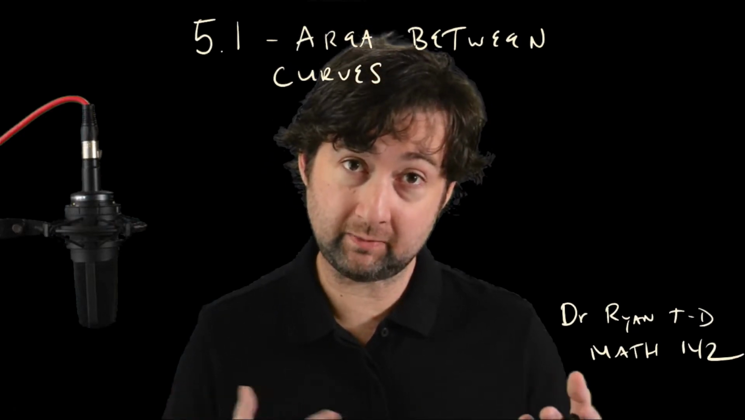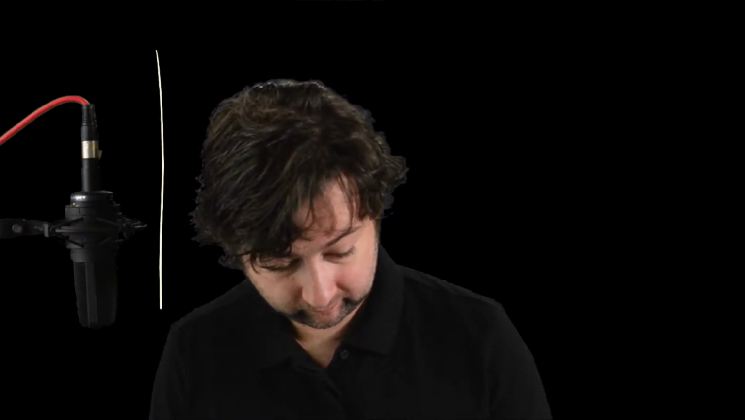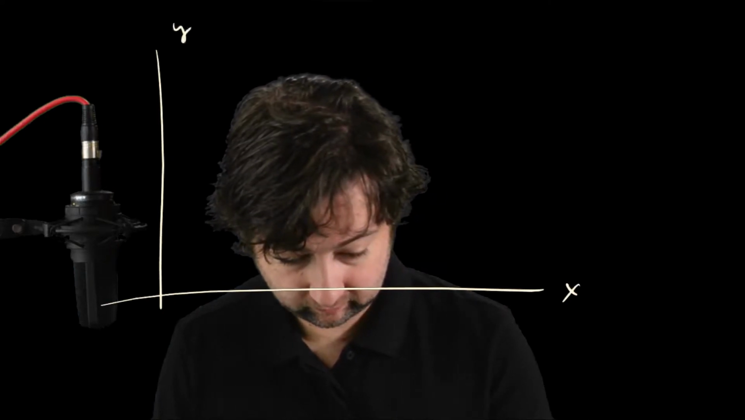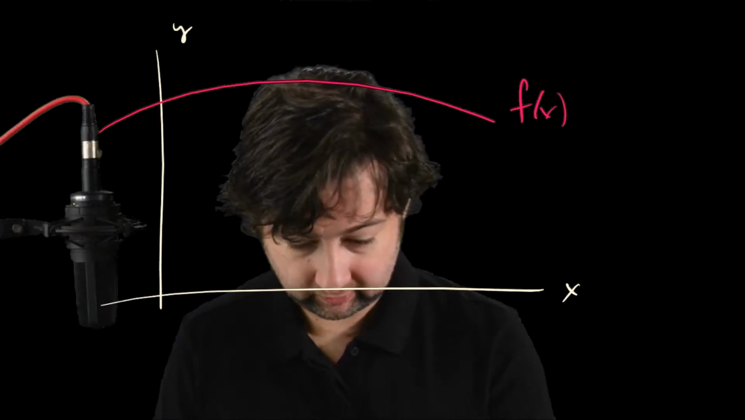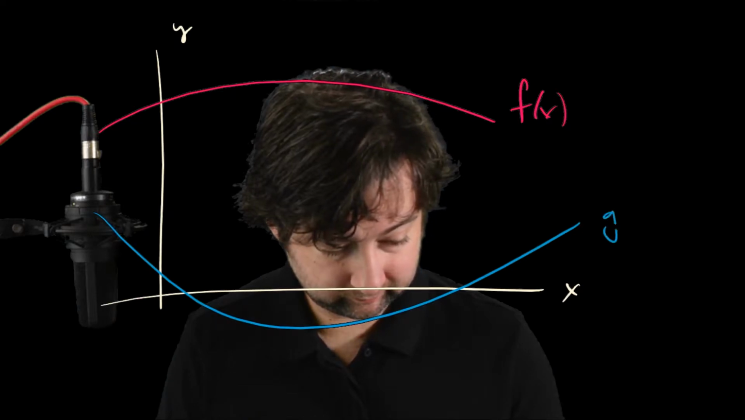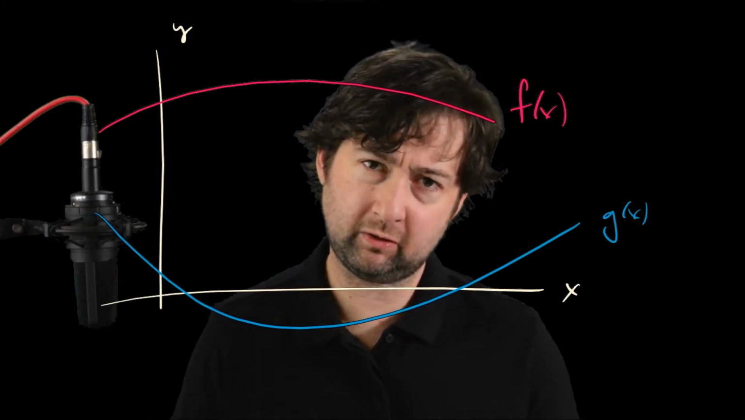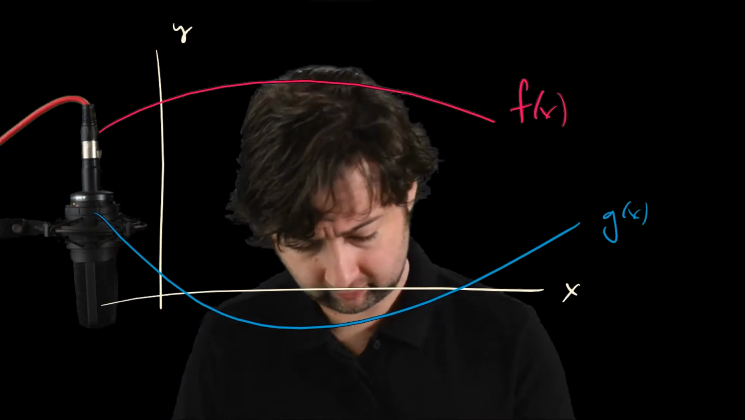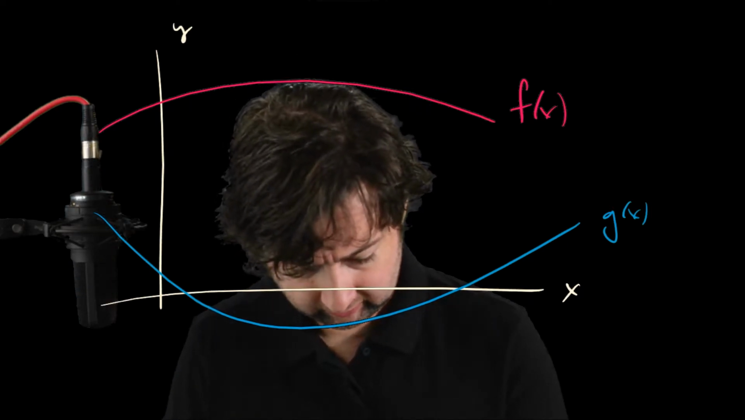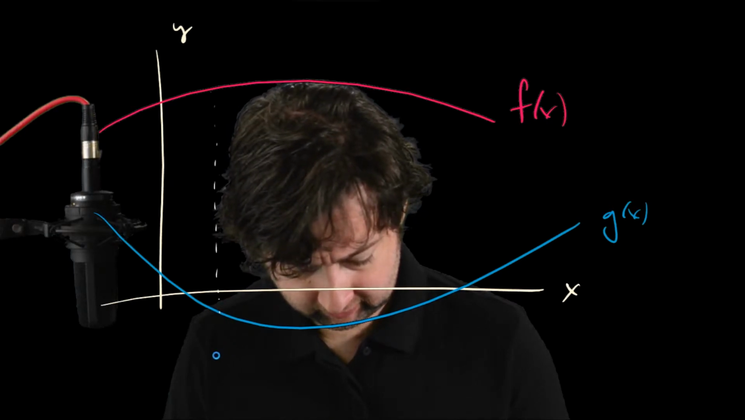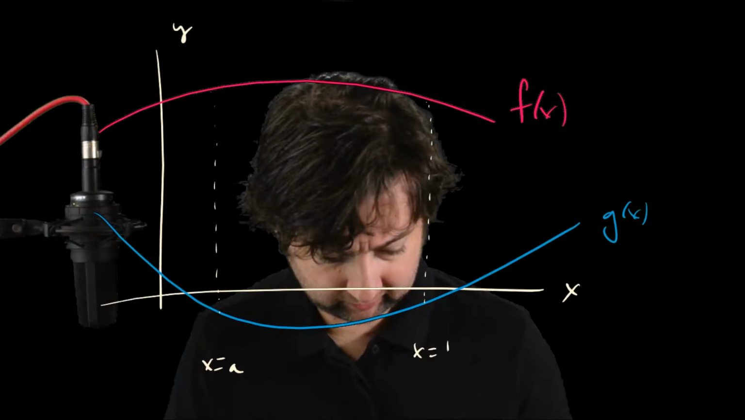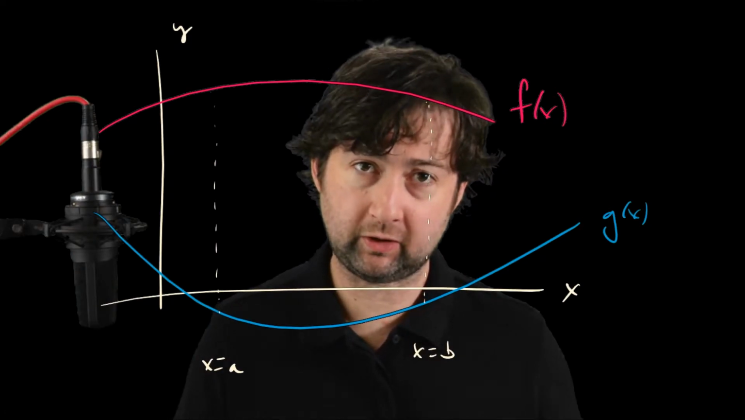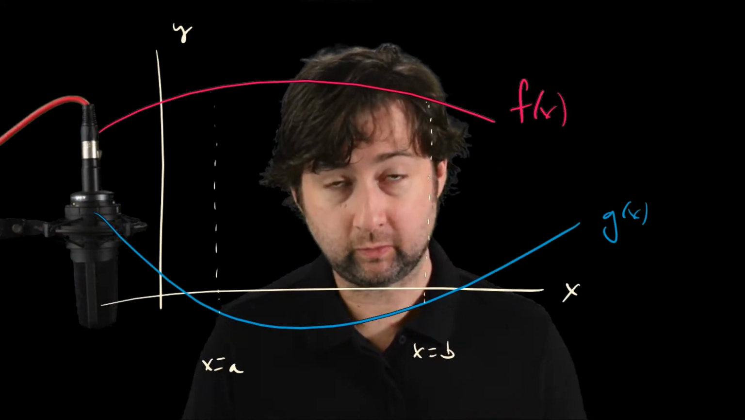So to give you a picture of what I mean by that, consider that you have two curves f and g. Say a curve f of x and a curve g of x. And let's suppose also that we know a beginning point and an end point that we're concerned about here. So let's say that we're looking at the area that falls between x equals a and x equals b. Okay, so the basic question is, having defined a region like this, what's the area?